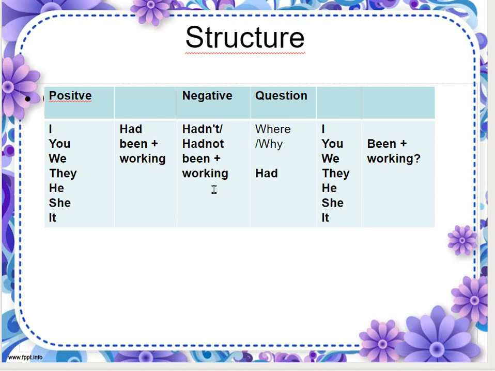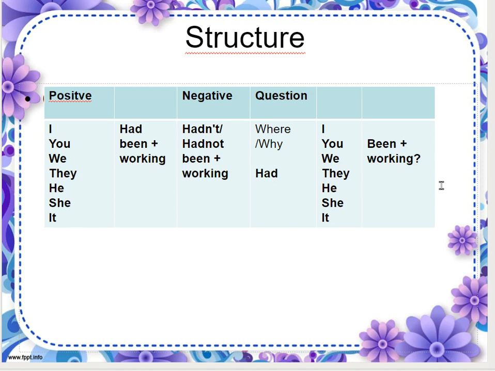Now, next, how do we frame a question? Well, we have to change the word order, as we have already seen in the previous tense structures also. So we could say, had you been working? Had she been working? Had they been working? So, just change the word order. Instead of had been, we have to say had plus the subject and then been.